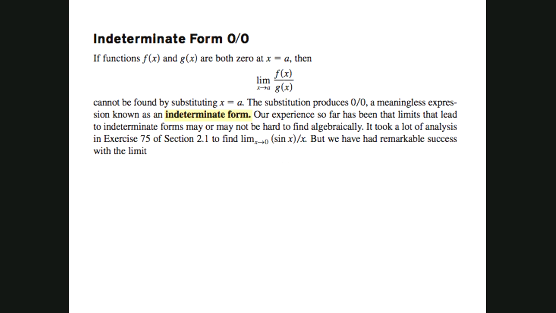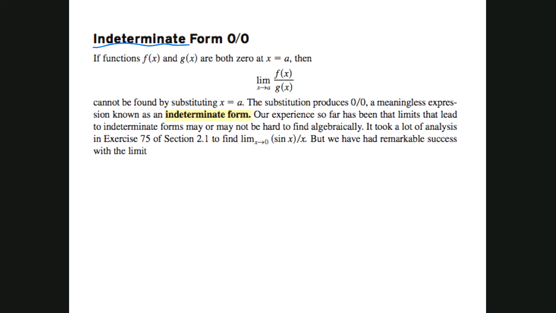So, indeterminate form. If you're ever trying to find the limit and you end up with 0 over 0 or infinity over infinity, those are called indeterminate forms. And that means I can use L'Hopital's rule. And all L'Hopital's rule says is that if you take the derivative of the top and you take the derivative of the bottom, then plug your value back in, you get the limit of the function. That is L'Hopital's rule. It's kind of a cool rule.